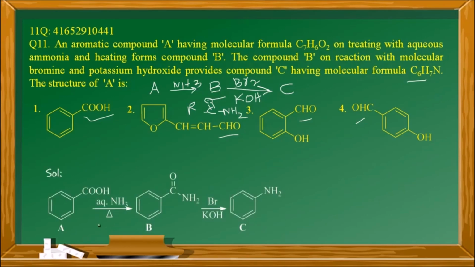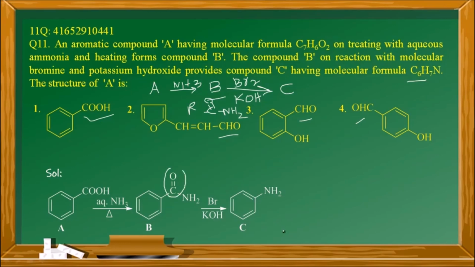So that is how a compound works. If we take benzoic acid, treat it with ammonia and heat it, you will get an amide. Then bromine and KOH, that is Hofmann's bromamide reaction conditions. Rearrangement takes place and it produces this carbonyl group and gives aniline.